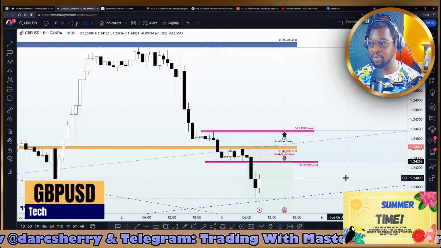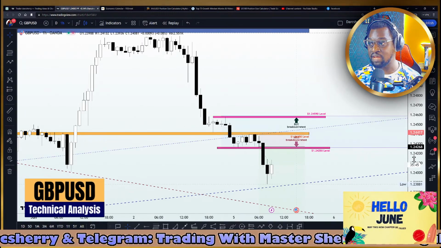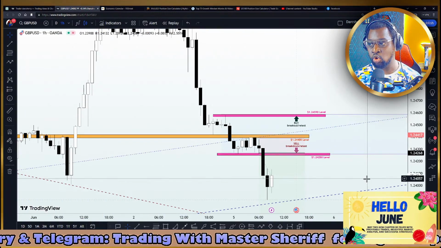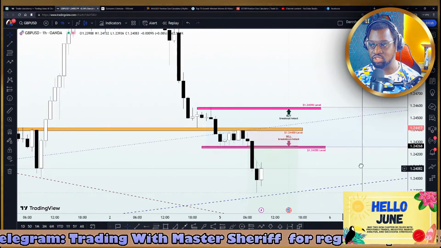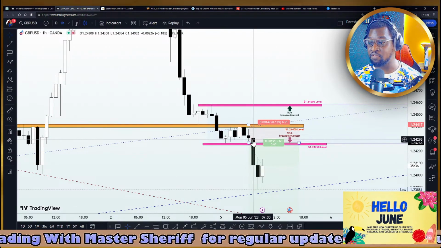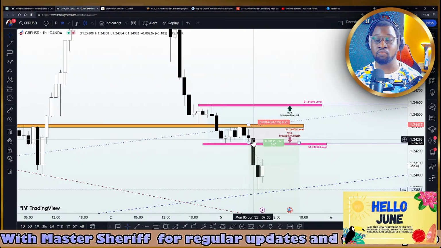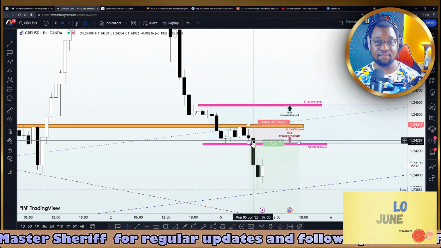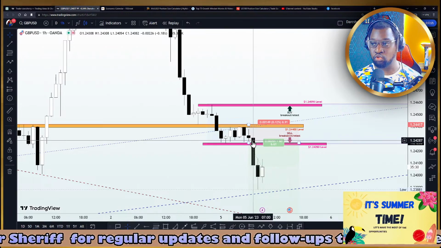And if you had been with me on my TradingView and Telegram platform, you would have seen this update. So I personally missed out on this opportunity as this happened very early this morning, and before I could get to my chart, we already saw the breakdown of both the key level and the 1.24250.